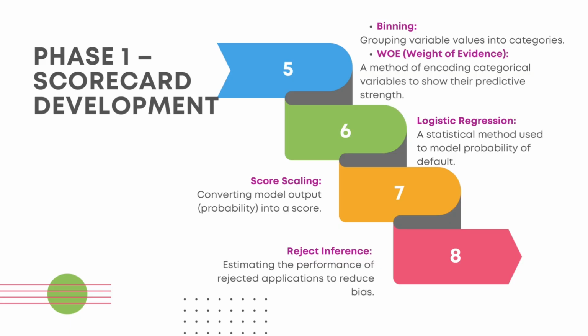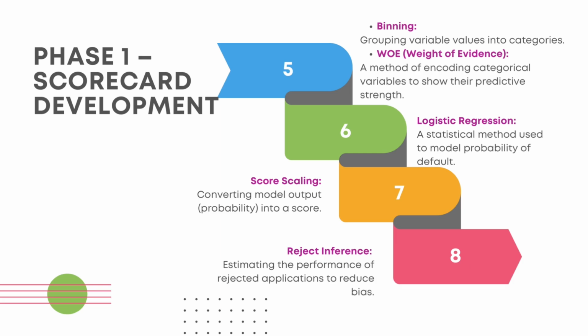WOE, which is popularly known as weight of evidence. It transforms binned variables to show how predictive each bin is. That is, it is a method of encoding categorical variables to show their predictive strength. Next is the logistic regression. It is a statistical method commonly used to estimate the probability of default.